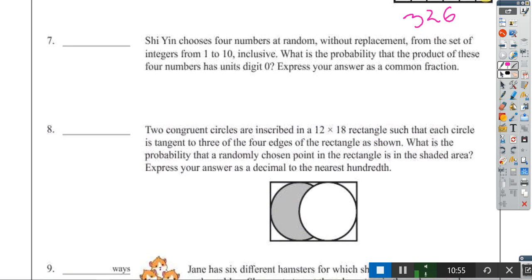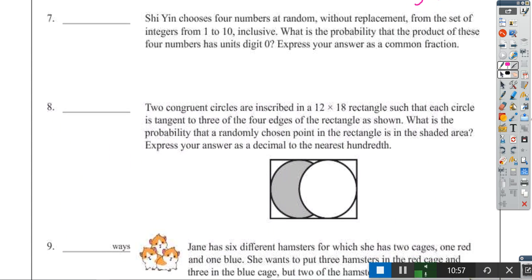All right, number 7. Sorry, number 7. All right, number 7 is a little bit longer of a problem, so you know what? I'm going to stop this, and I'm just going to do 7 and 8 on a different one.